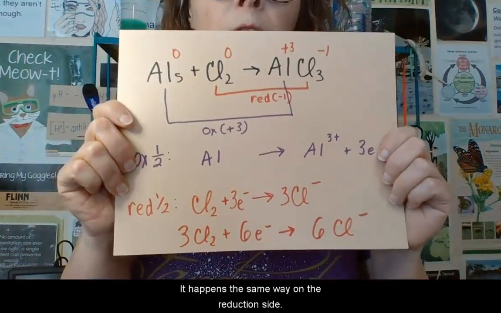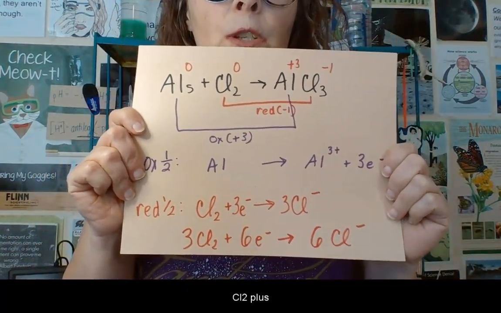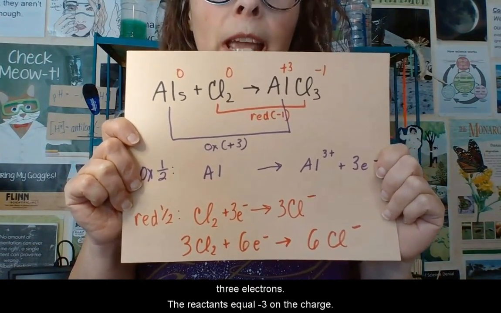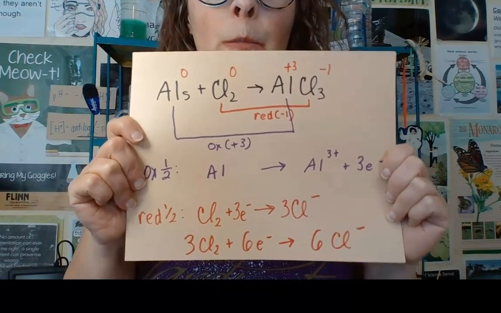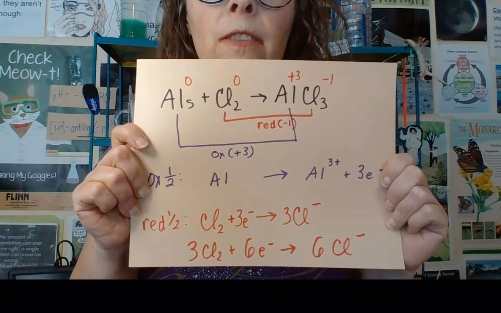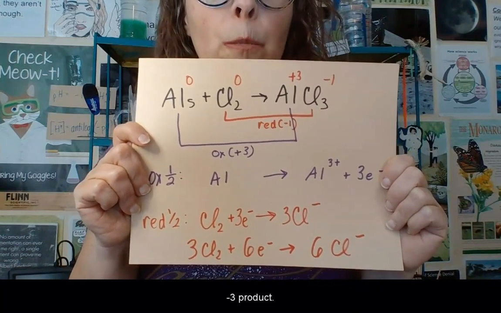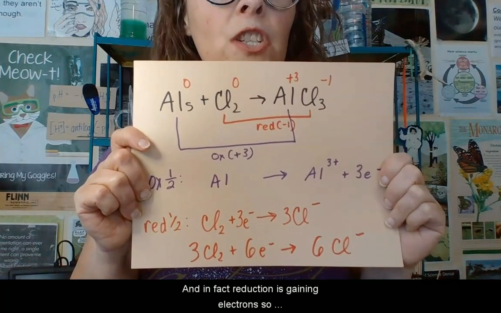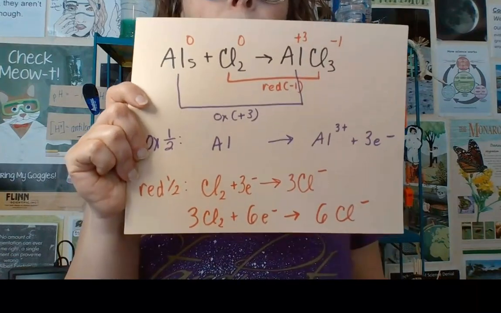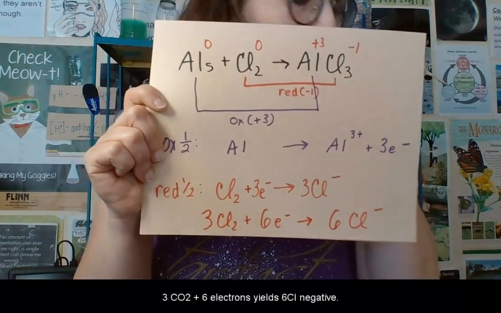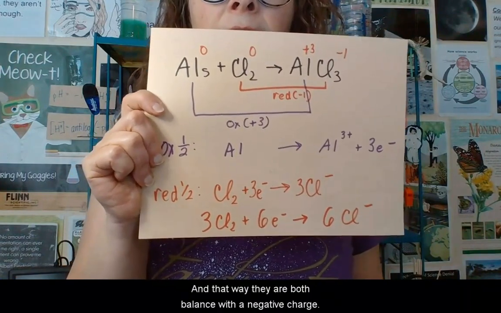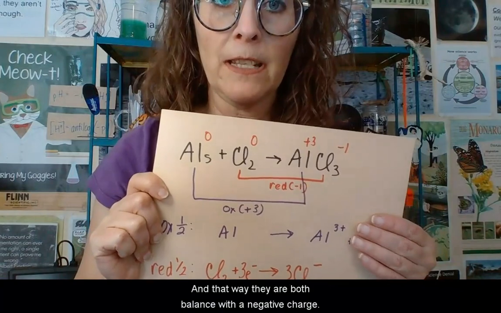It happens the same way on the reduction side. Cl2 plus 3 electrons, the reactants equal -3 on the charge. The product is 3Cl negative, so the product is also -3. -3 reactant, -3 product. In fact, reduction is gaining electrons, so electrons on the reactant side is good. But it wasn't balanced. So 3Cl2 plus 6 electrons yields 6Cl negative, and that way they're both balanced with a negative 6 charge.